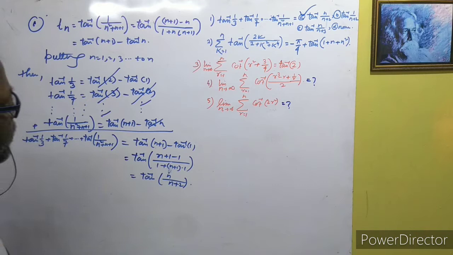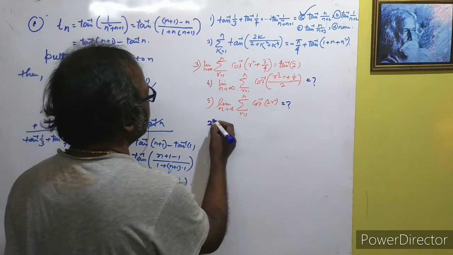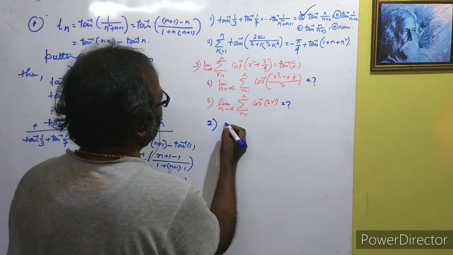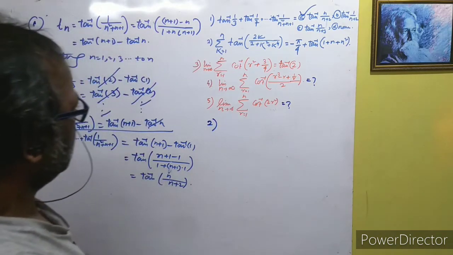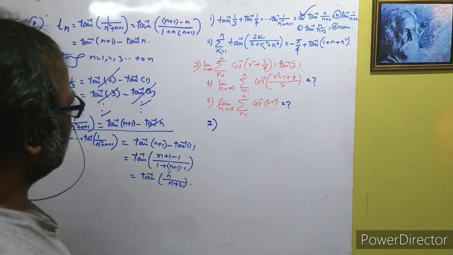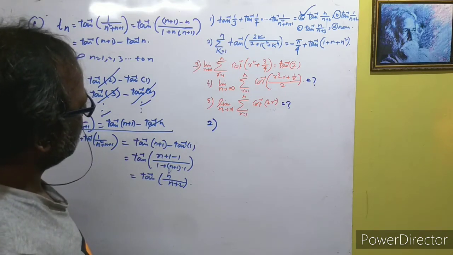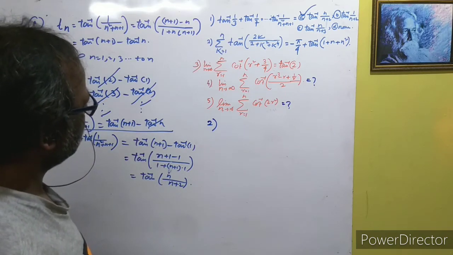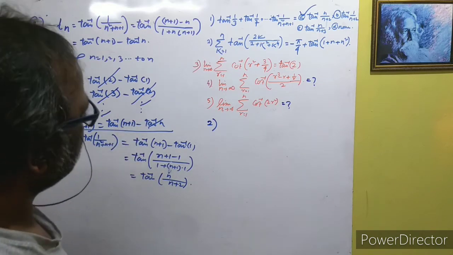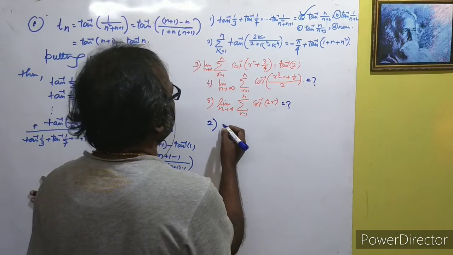Now follow question number 2. This is a summation. I think the limit is missing here. Oh, this is a summation.